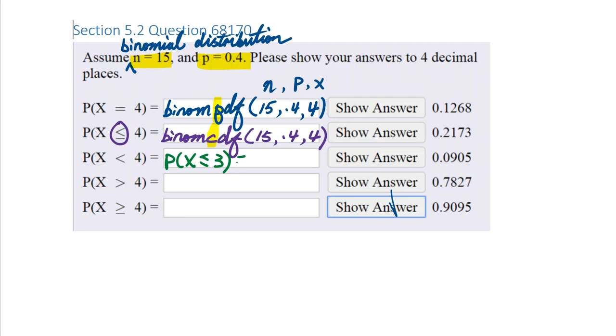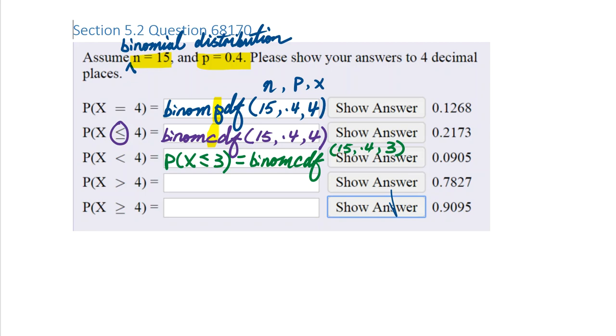Once we convert this inequality, we could use binomcdf and the entry, let me squeeze a little bit over here. Instead of 4, I would use 3. Okay, moving on to the next inequality.